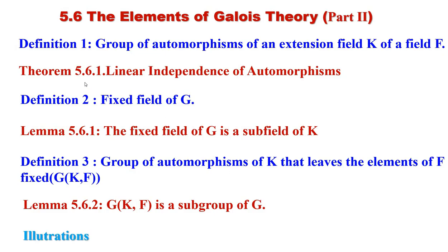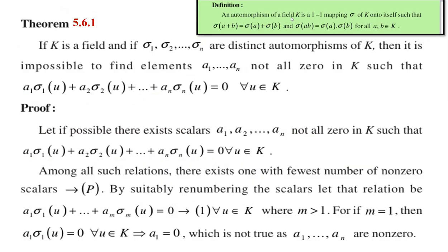So first we will have this theorem. Before that, just recollect the group of automorphisms of an extension field K of a field F. So an automorphism of a field K is a one-to-one mapping sigma of K onto itself such that sigma of a plus b is sigma of a plus sigma of b, and sigma of ab is sigma of a times sigma of b. This is actually the product which is defined in K, and here also the same product in K. So it is a one-to-one onto homomorphism from K to itself. So that is our automorphism.